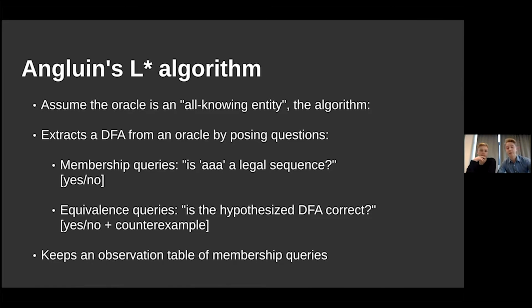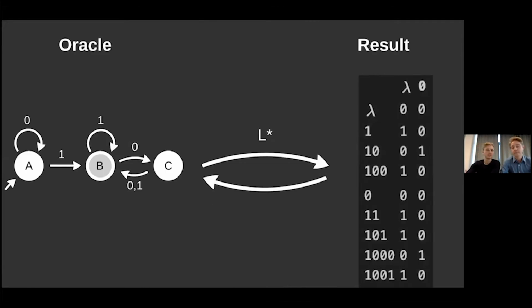For example, is the DFA that we drew in the last slide the correct DFA? If it is not, then the oracle can give you a counterexample. It keeps an observation table of these membership queries so that it can learn whether or not it's correct. Like Halvor said, the L-star algorithm interacts with this oracle, which contains some DFA that we want to learn, and it poses membership queries and equivalence queries to build up this table. So for example, this DFA will make the L-star build up this table.